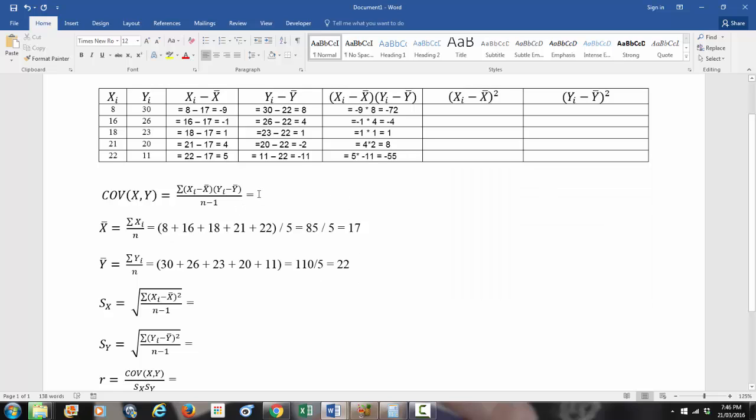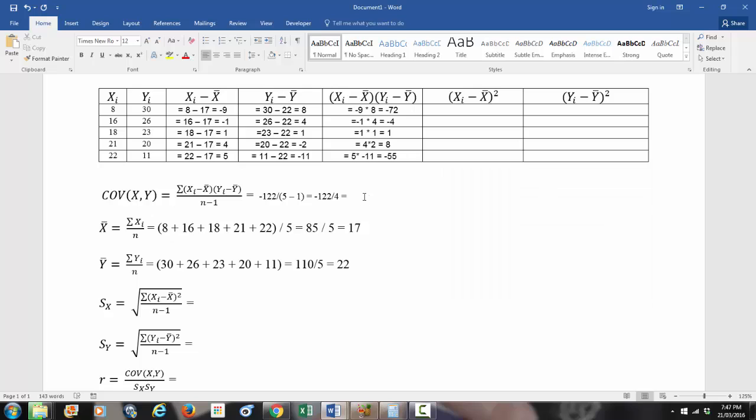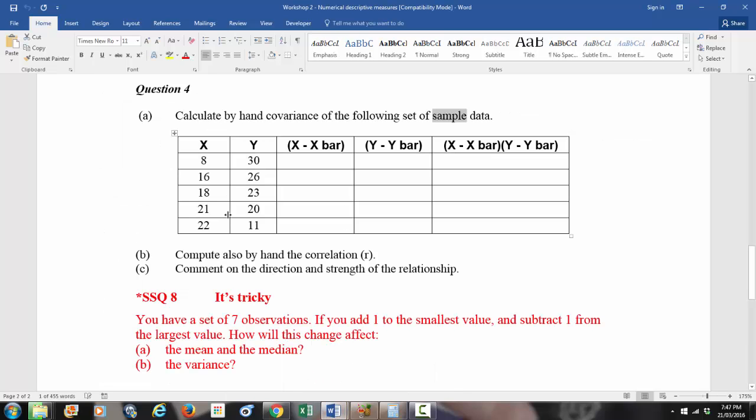So therefore this becomes equal to -122, and then that's divided by n minus 1, which is 5 minus 1. So that's -122 divided by 4, which equals, so we'll just do this over here, divide by 4, and we get -30.5. So that's the covariance. So that is part A. We have found the sample covariance between x and y.